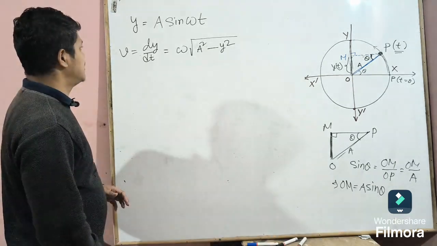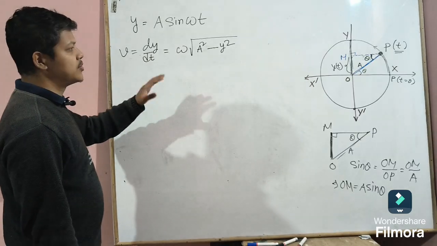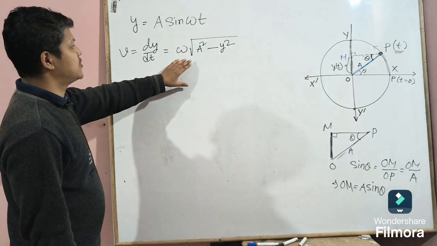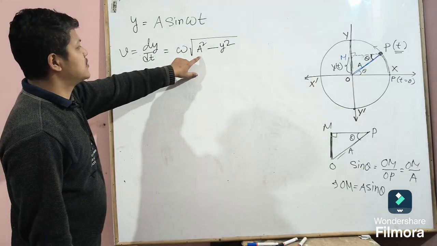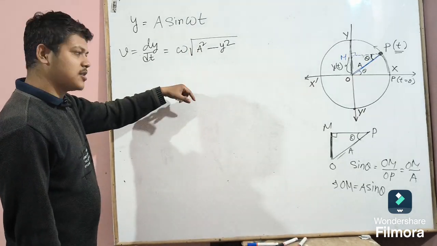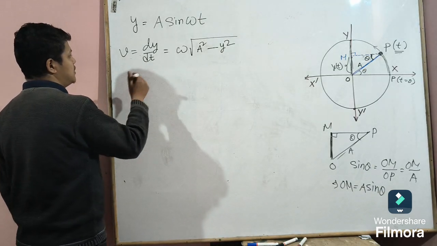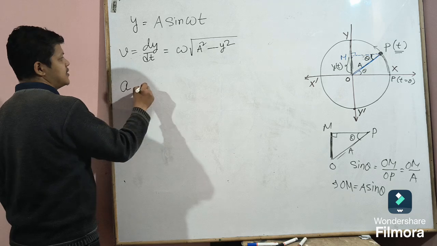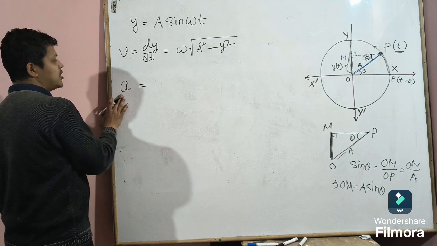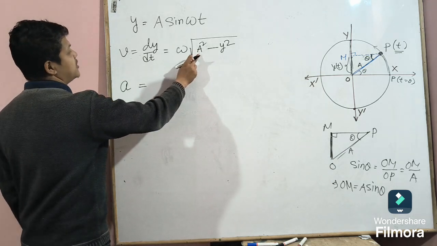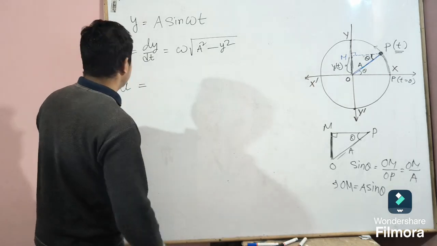Okay, now let me tell you one more thing. Sometimes different books use different symbols. Instead of capital A, sometimes a different author may use small a as well. Okay, don't be confused with that. So as I am using small a for acceleration, that's why I am using capital A to represent amplitude.